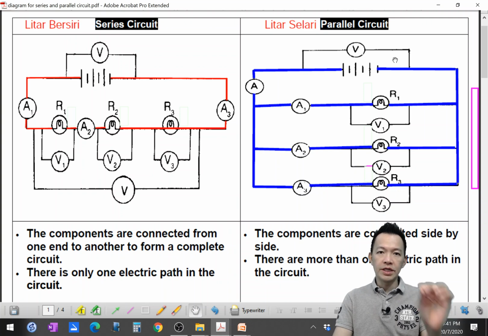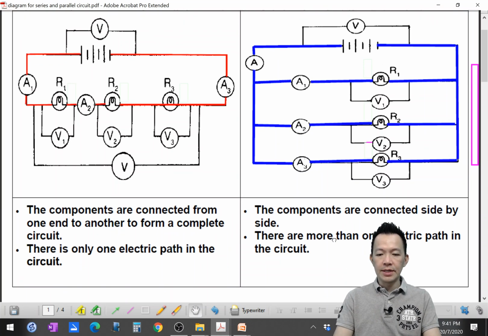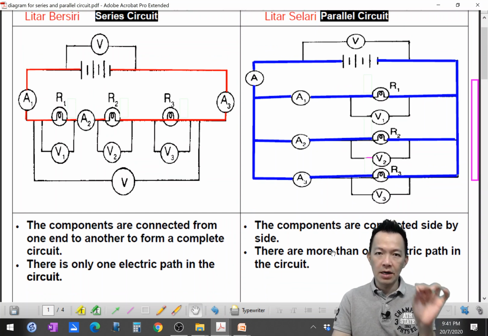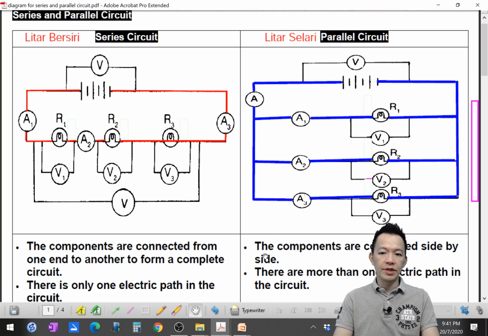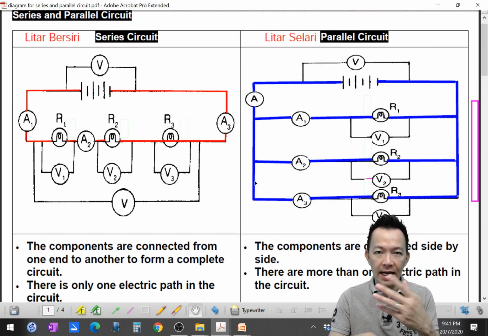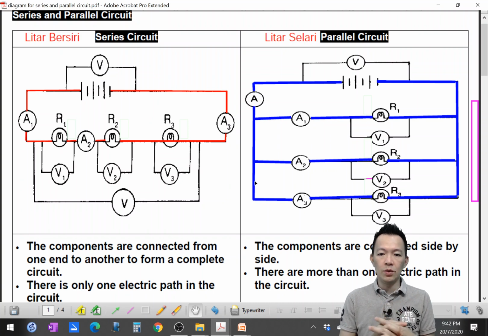A circuit with more than one path is called a parallel circuit. Okay, so now what are the properties of the electric current in the parallel circuits? What are the characteristics of the current inside it? So now again, I read the circuit. I like to read the circuit. You know why? Because I know how to read.